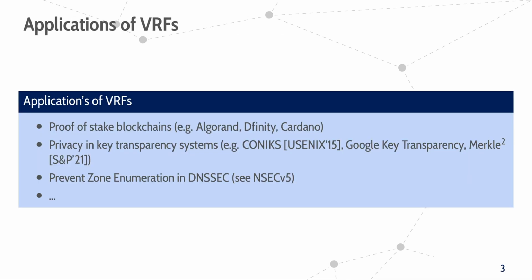Due to these properties, VRFs have found several applications, the most prominent one probably being in the consensus mechanisms of several proof-of-stake blockchains like Algorand, Dfinity, or Cardano. Other applications include ensuring privacy in key transparency systems and preventing zone enumeration attacks in DNSSEC, in the proposed NSEC-V protocol.